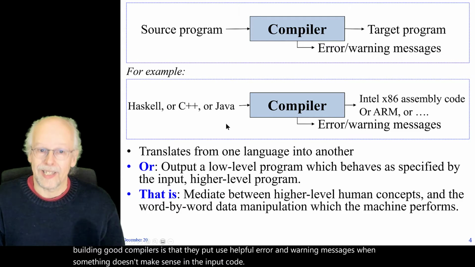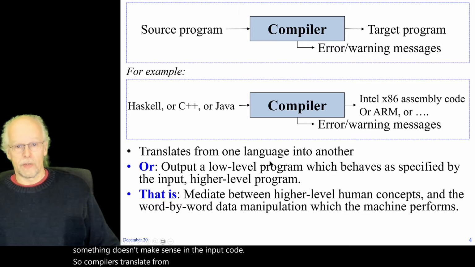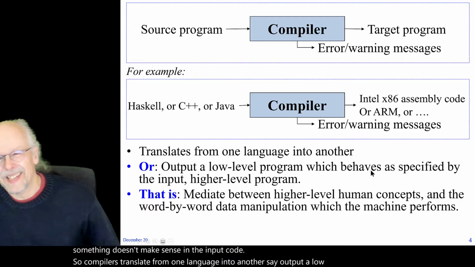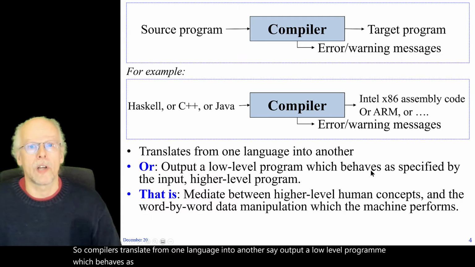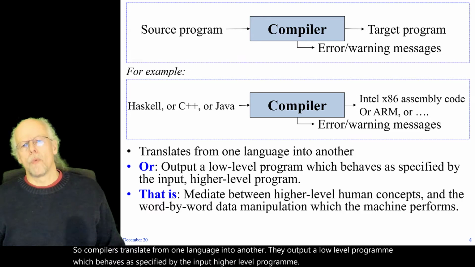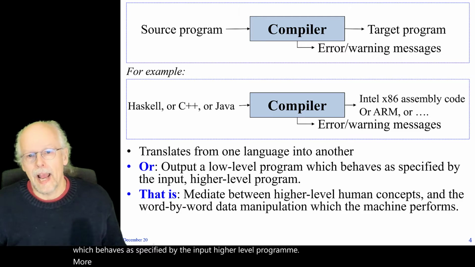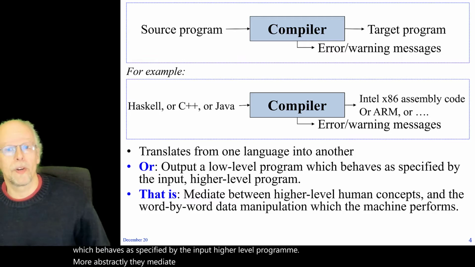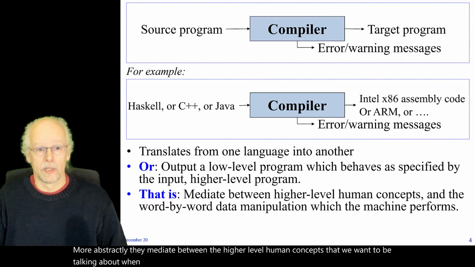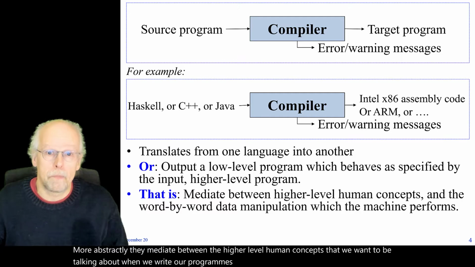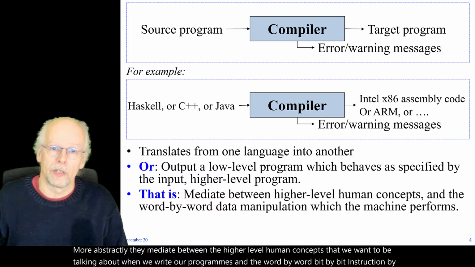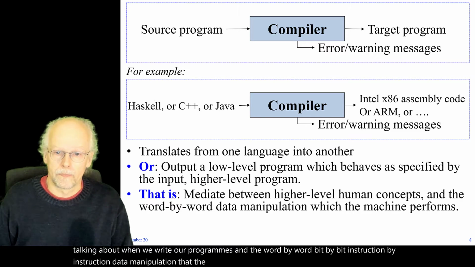So compilers translate from one language into another. They output a low-level program which behaves as specified by the input higher-level program. And more abstractly, they mediate between the higher-level human concepts that we want to be talking about when we write our programs and the word-by-word, bit-by-bit, instruction-by-instruction data manipulation that the machine actually does.